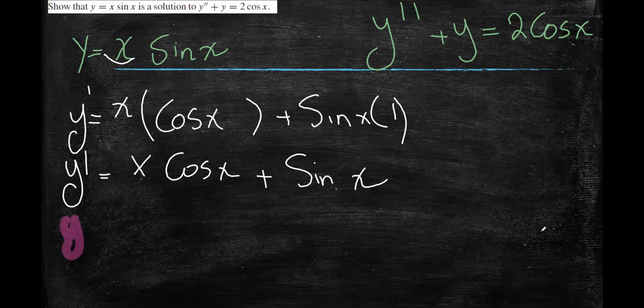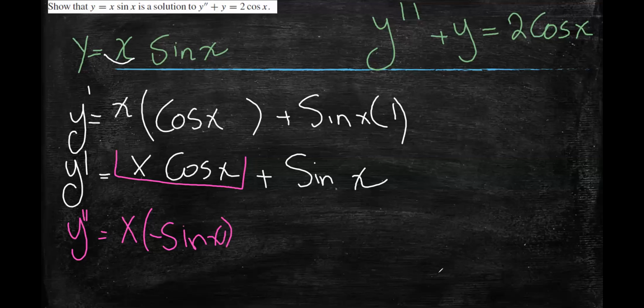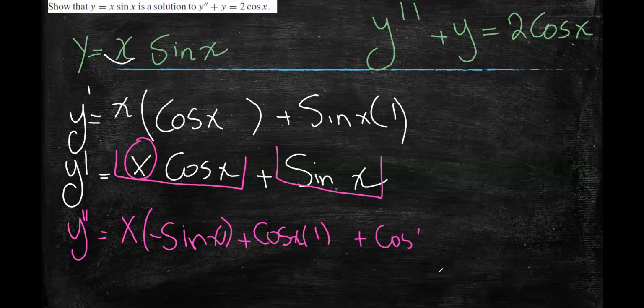Yes. Now let's find y double prime. First we have to differentiate the first term: x times the derivative of the second function, which is negative sine x, plus the second function, which is cosine x, times the derivative of the first function, which is 1. Then plus the derivative of sine, which is cosine x. So now, let's simplify it. It's negative x sine x plus 2 cosine x.